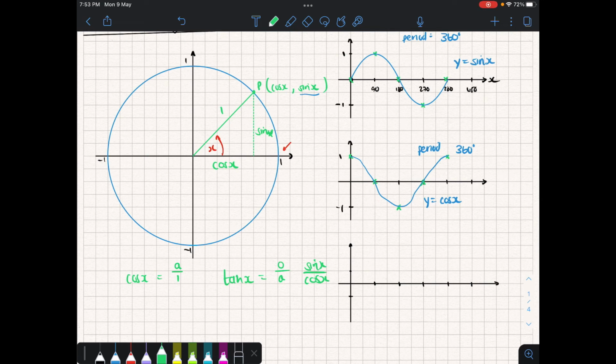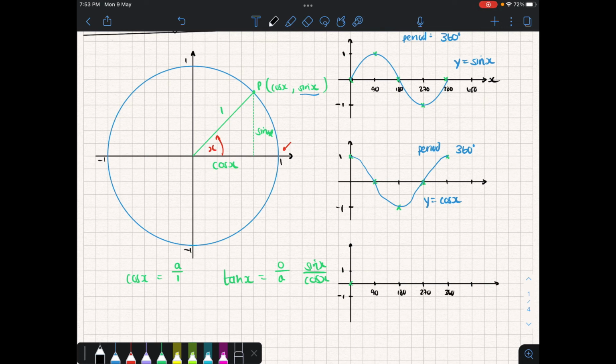At 0 degrees, sine is 0 and cos is 1. And so tan would be 0 over 1, which is just 0. Right, so I'm going to label this as 1, negative 1. Here we're going to have 90, 180, 270, 360, etc.